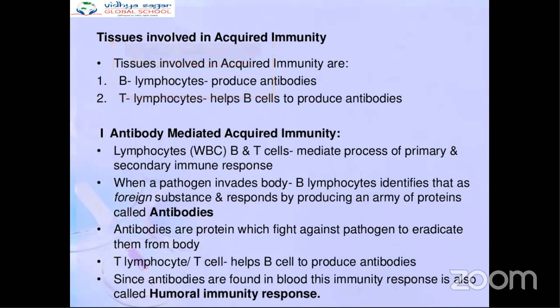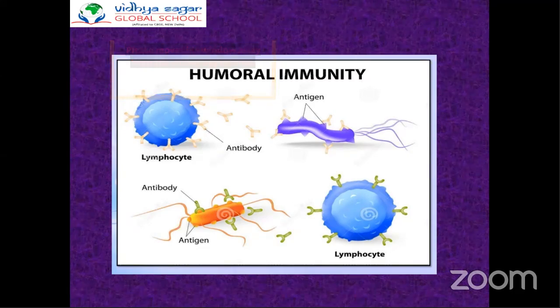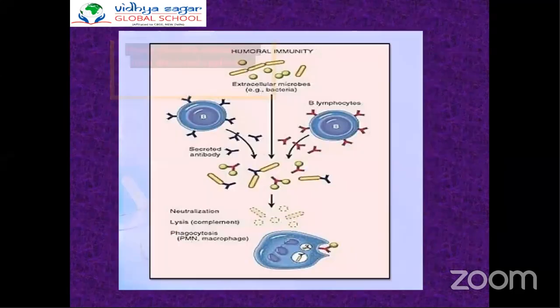Any doubt in antibody mediated acquired immunity? Okay, so the next, here we have a diagram showing how the lymphocyte is releasing the antibody. See the Y-shaped structures here, those are antibodies. Here you have an antigen. The antibodies will bind with the antigen and eradicate it totally from the body. This is called humoral immunity.